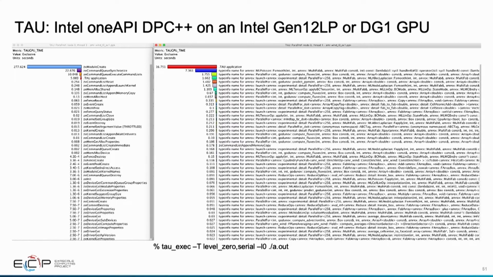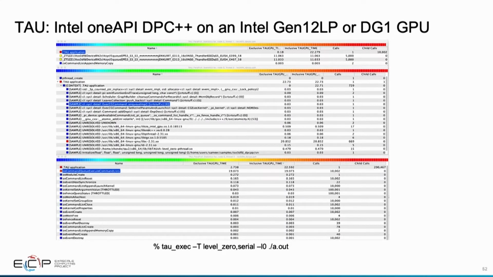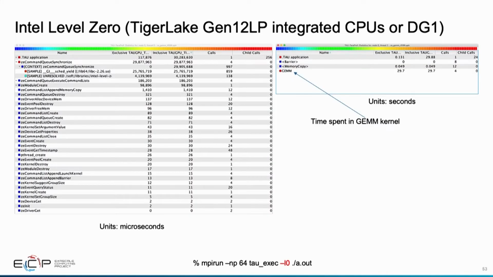Here is an Intel oneAPI DPC++ code. You can even do sampling and see exactly what time was spent in which file and which line. You can see the execution of Level Zero calls and the calls on the GPU. You can do this on an Intel Tiger Lake laptop, 12th Gen, 11th generation, or a DG1 system.